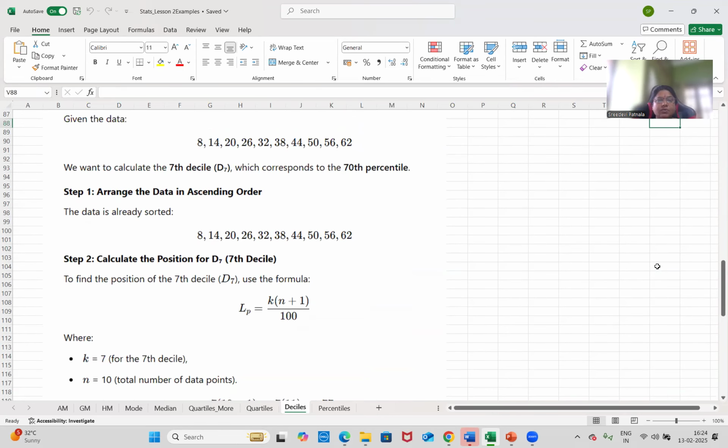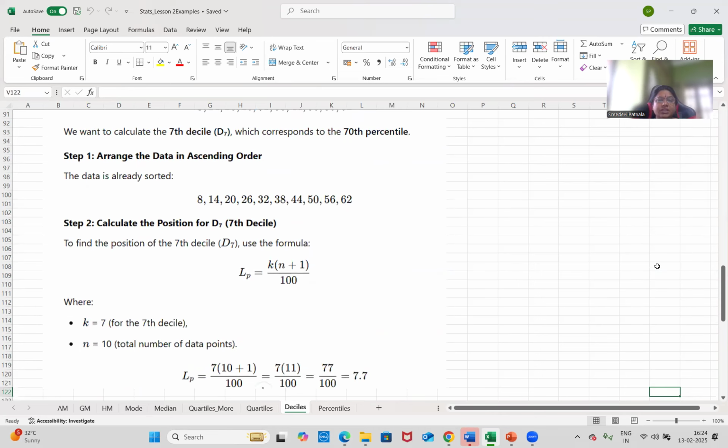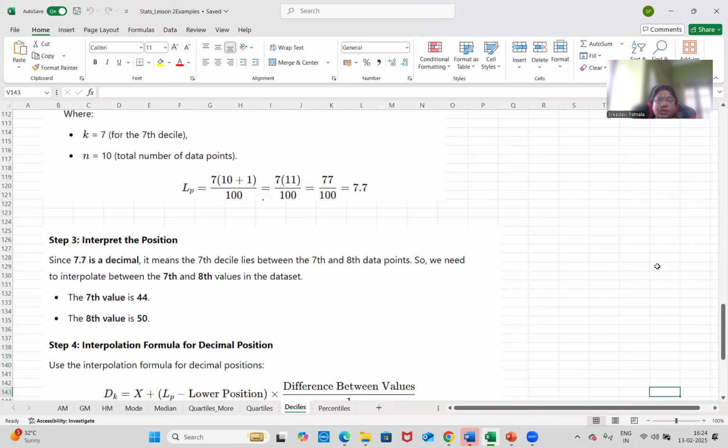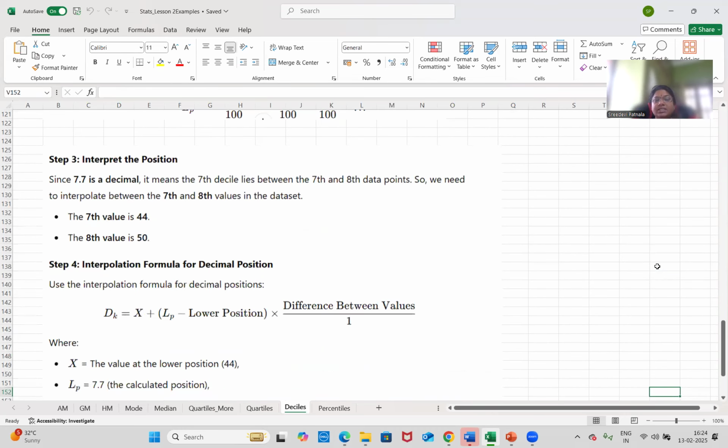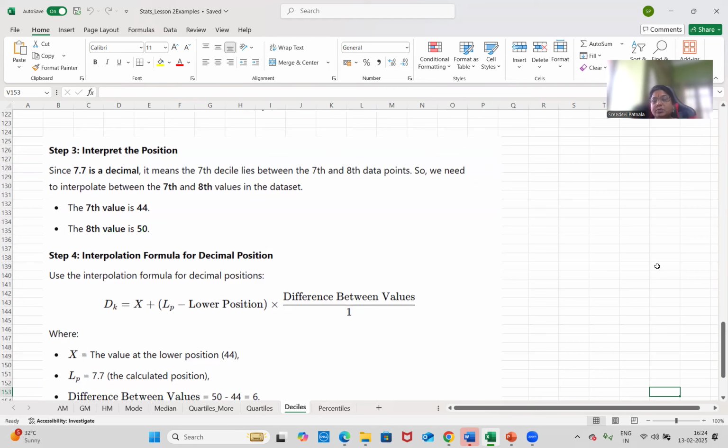In your data set, what is your 7th? 44 and 50 are your 7th and 8th values. So you take the 7th value 44 and the 8th value 50 and interpolate. For a decimal position, this is a different formula: LP minus the lower position, into the difference between the two values. Whereas earlier you used x1 plus x2, the lower bound and higher bound, divided by 2. That is for the non-decimal case, in the above example which I showed.